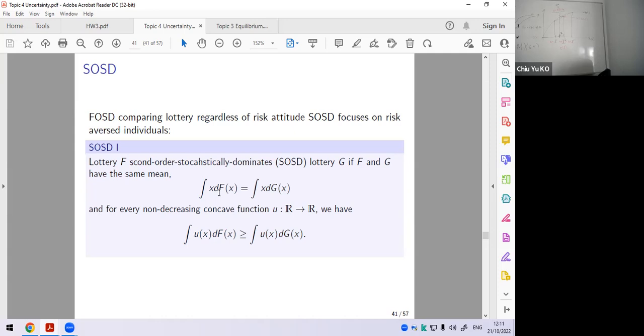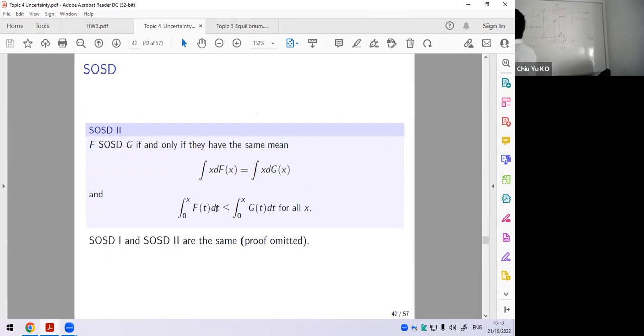So this is two restrictions, and you may ask why restrict these two. The reason is, if you don't restrict these two, you can't really compare, because we have to compare for every non-decreasing concave function. So that is very strong. But it turns out it's very simple. You can simplify to this.